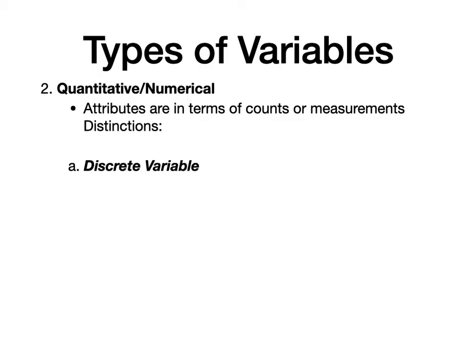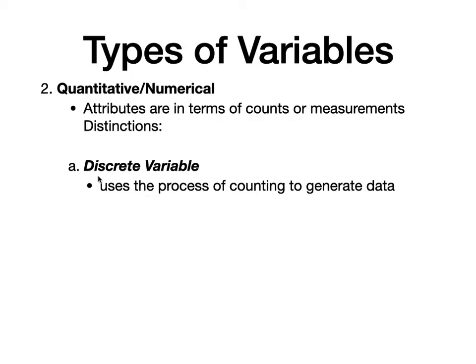So these are characteristics or attributes that are in terms of counts or measurements. So here, if we are talking of numerical values, that type of variable is what we refer to as quantitative. And furthermore, there are two categories or two types of quantitative variables. The first one is what we refer to as discrete variable. Discrete variables use the process of counting to generate data.